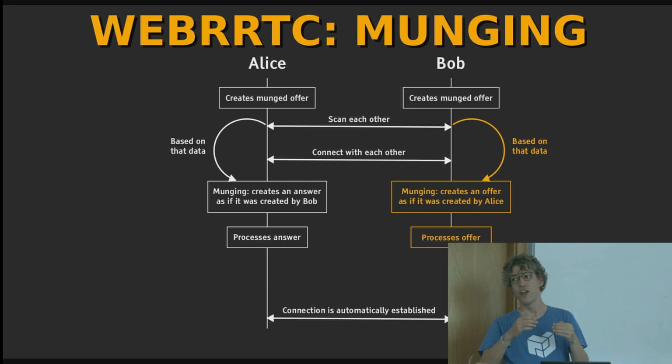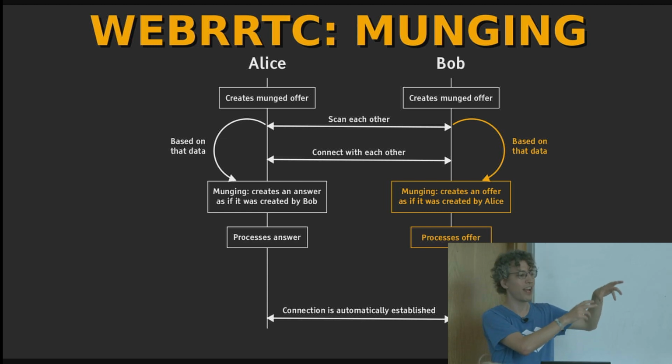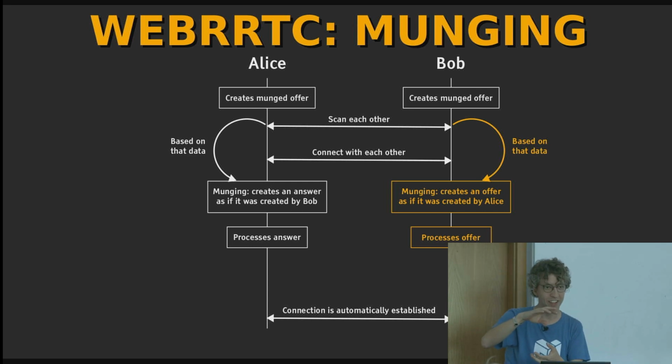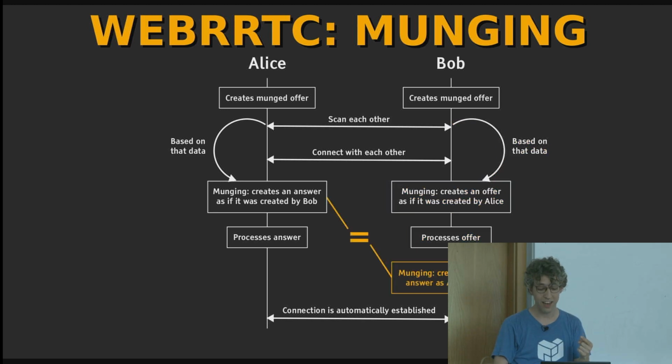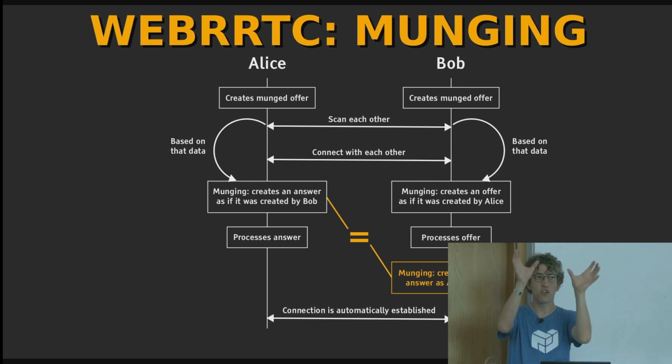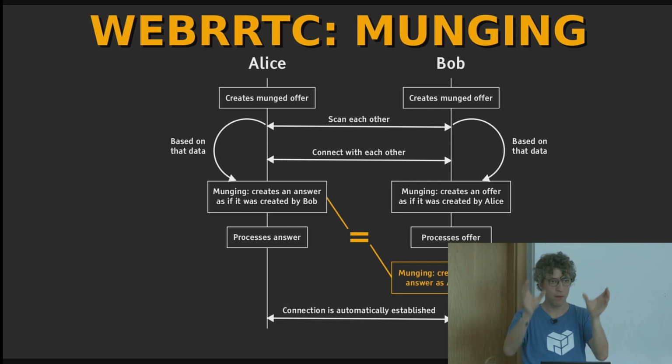So he knows what the offer would have looked like if Alice would have sent it to him. Creates the offer, and then processes the offer. Once that is done, because it was about offer and answer, he then creates the answer, the same one as Alice created on her own. So it's really the exact same bytes. But as you can see, they do it completely separately, independently.